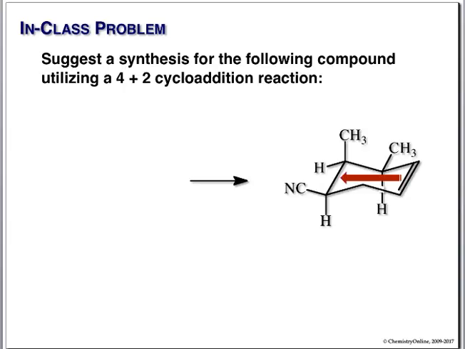We have one that's axial. We have one that's equatorial. What does that make them? They're both pointing up, same side. If they're both on the same side, it means they are cis.